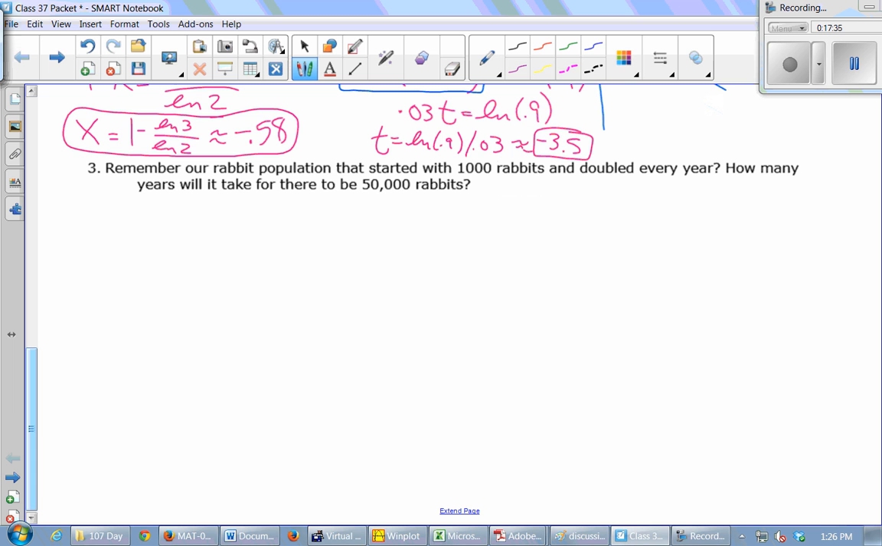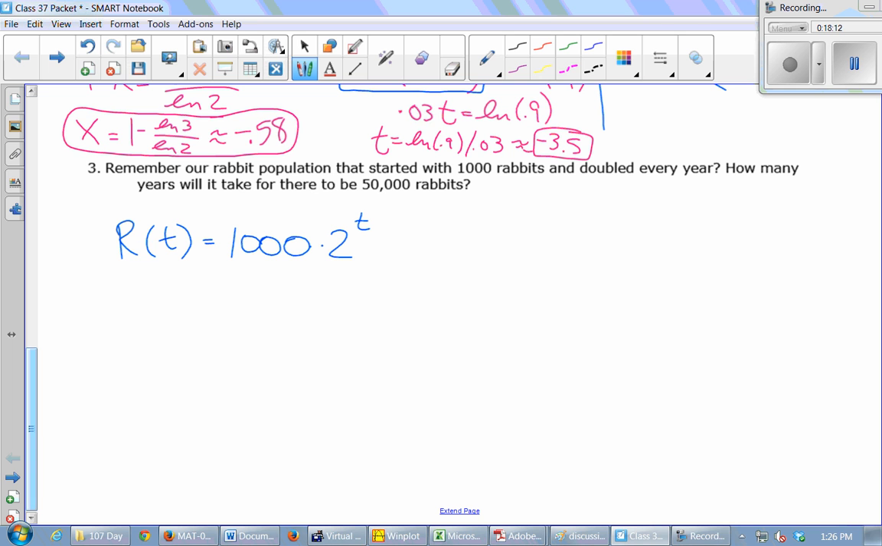Okay, so remember the rabbit population. We talked about this several classes ago. It started with 1,000 rabbits and doubled every year. How many years will it take for there to be 50,000 rabbits? Okay, so we came up with an equation for the number of rabbits. We had r of t was 1,000 times 2 to the t. Right, because we started with 1,000 rabbits and then you multiply by 2 over and over and over again. And repeatedly multiplying by 2 is like multiplying by 2 to the t.